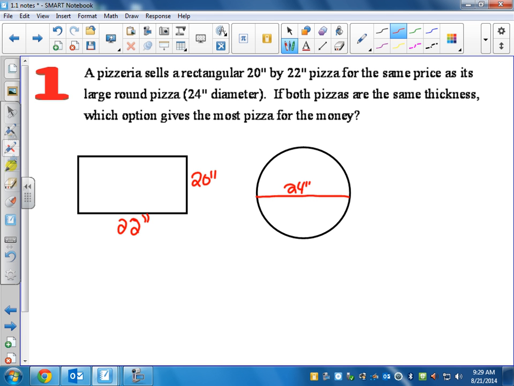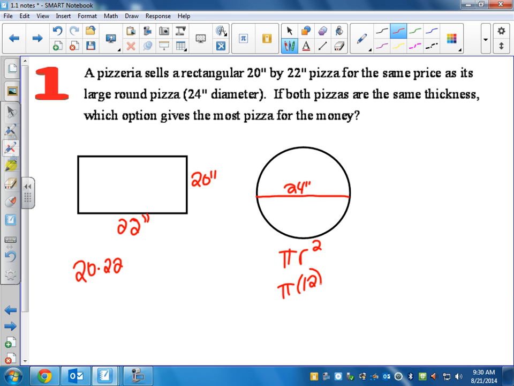What math term are we trying to find on this? If I'm trying to find how much has the most pizza, I'm trying to find the area, because they're the same thickness. So we're just going to take 20 times 22. How do you find the area of a circle? Isn't it pi r squared? Oh, you're geniuses. So do I plug 24 in there?